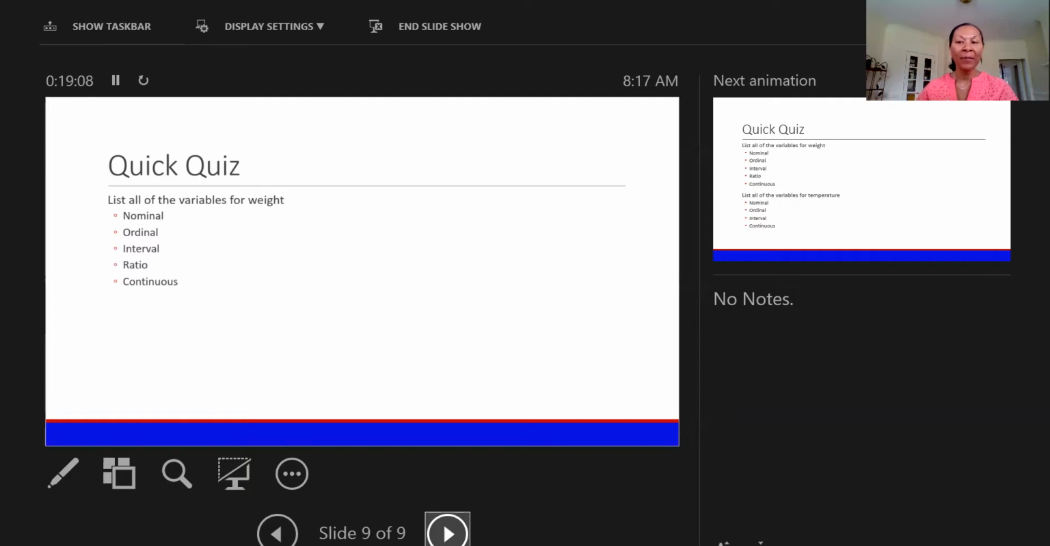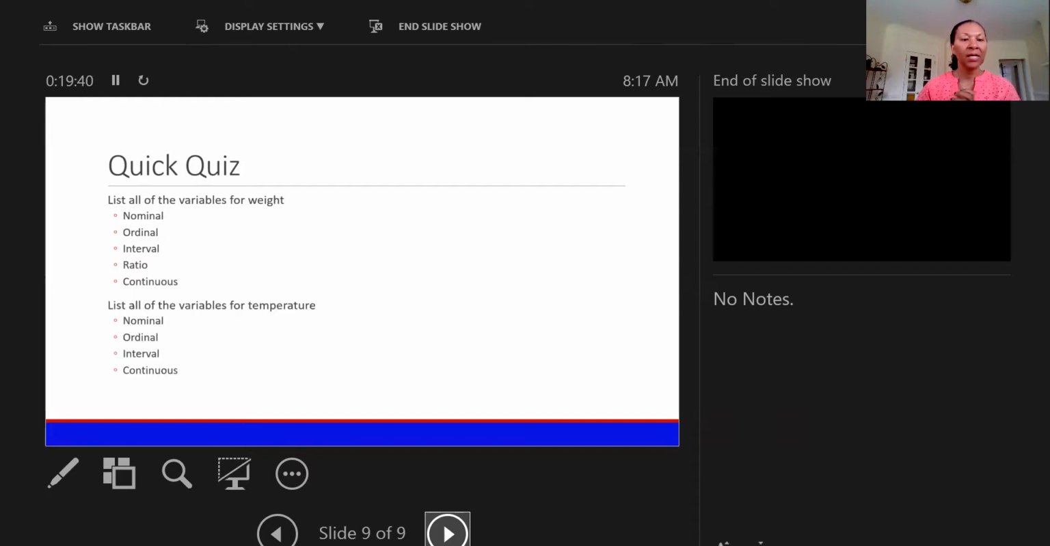So weight is nominal because we can label it. It's ordinal because we can put it in order, again, lightweight, medium weight, heavyweight. It's interval because we know the specific difference from pound to pound. And it's also ratio because there is an absolute 0, and it's continuous because there is no end in terms of what a person can weigh, what a structure can weigh, and so on and so forth.